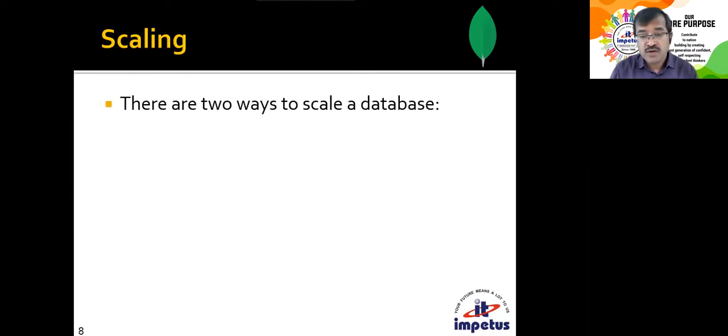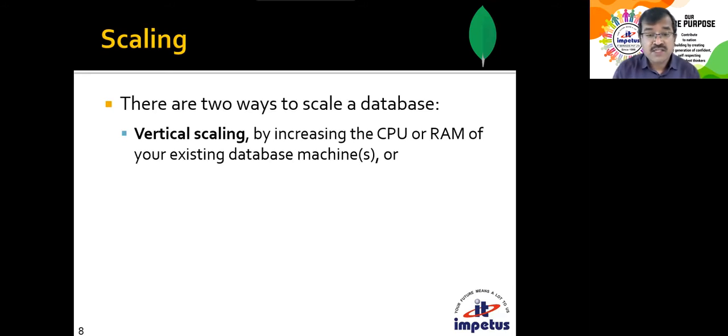So what do you mean? There are two ways to scale up a database. The first is vertical scaling. Now what do you do in vertical scaling? Increase the CPU or RAM of existing database machines. So one is RAM and CPU, you will increase. Processing power if I improve, the RAM, the amount of memory that is available, that I improve.